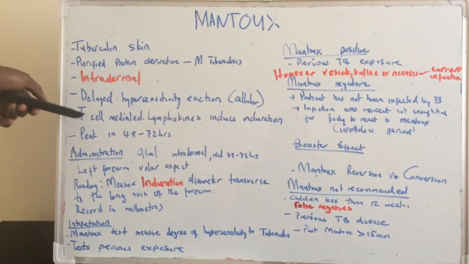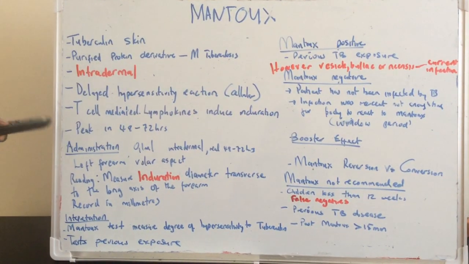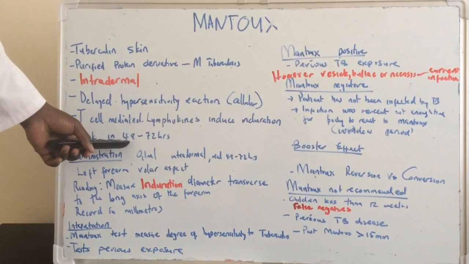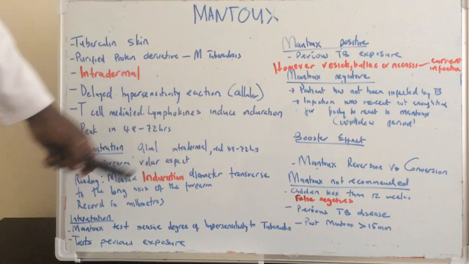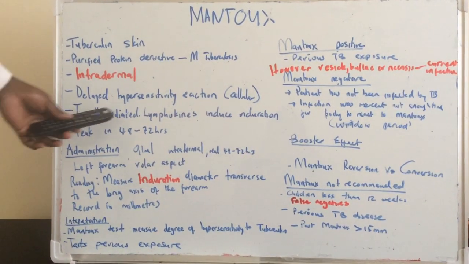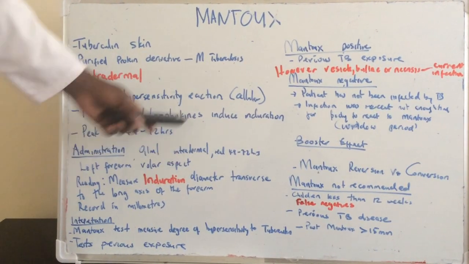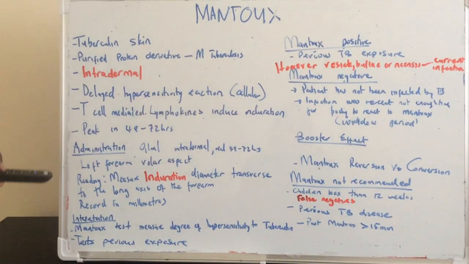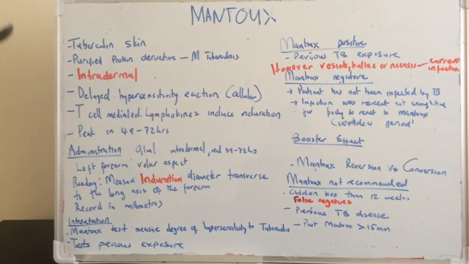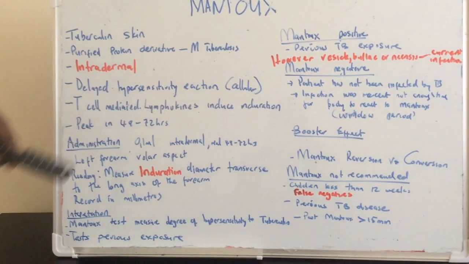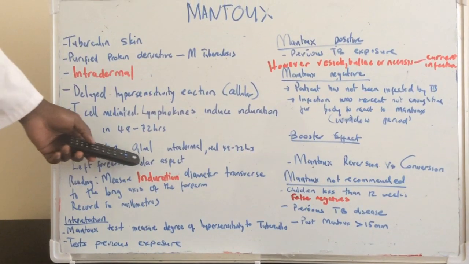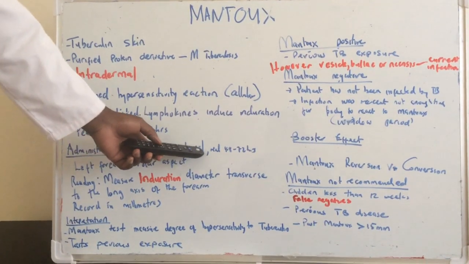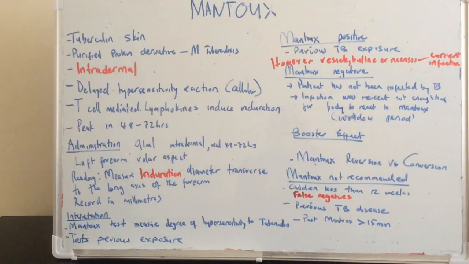And because it's a cellular mediated and delayed hypersensitivity, it peaks in 48 to 72 hours. So the T cells induce induration. Induration is what is important to know: after the injection of the purified protein derivative, there will be induration. So you administer 0.1 mL of purified protein derivative intradermally and read it in 48 to 72 hours.